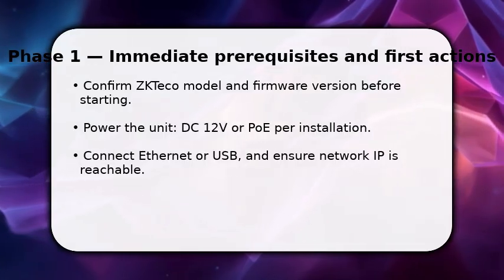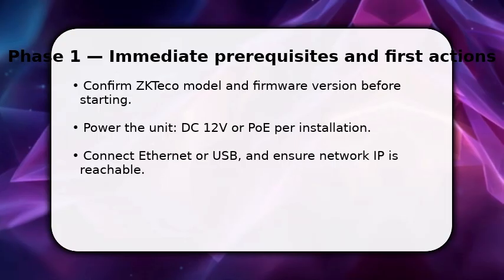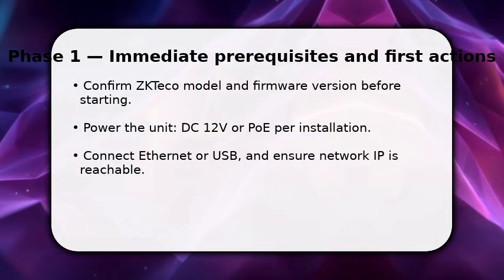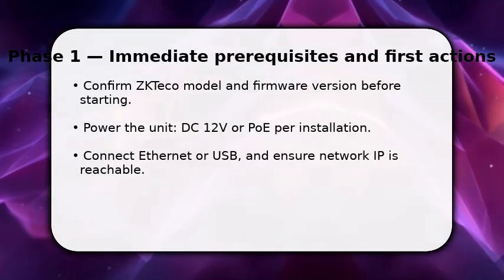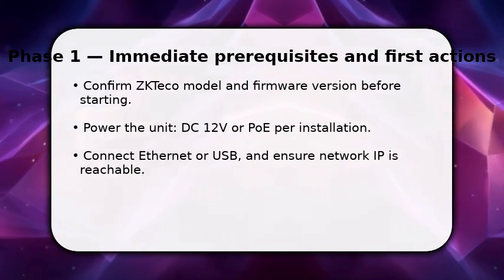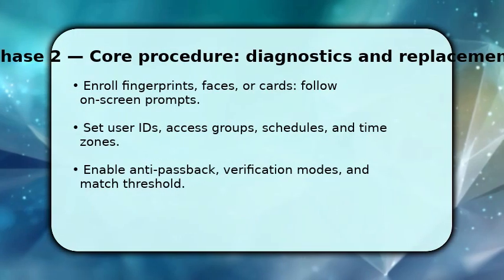Next, plug a network cable or USB and assign an IP via DHCP or static. This allows the PC software to discover the device. Make sure to note the device serial and admin password now, because you will need them for admin login and initial configuration.